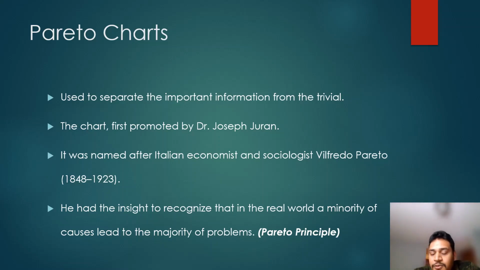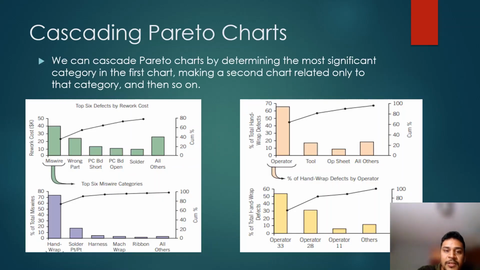80% of the cost associated with the defects will be assignable to only about 20% of the total number of defect types occurring. For example, we can see a cascade of Pareto charts. The first chart determines the most significant category, and then a second chart is made related only to that category. As shown in the figure, starting at the top, we see the following points.